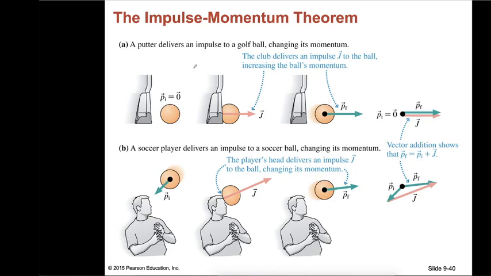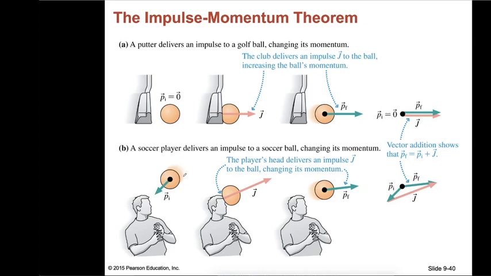A golfer delivers an impulse to a golf ball, changing its momentum. At the beginning, the momentum of the golf ball is 0 because the initial velocity of the golf ball is 0. When the golfer delivers some force on the golf ball for some duration, it has an impulse. After this impulse, the momentum of the golf ball is changed. So it has some momentum moving to the right, and the change of the momentum is the impulse.